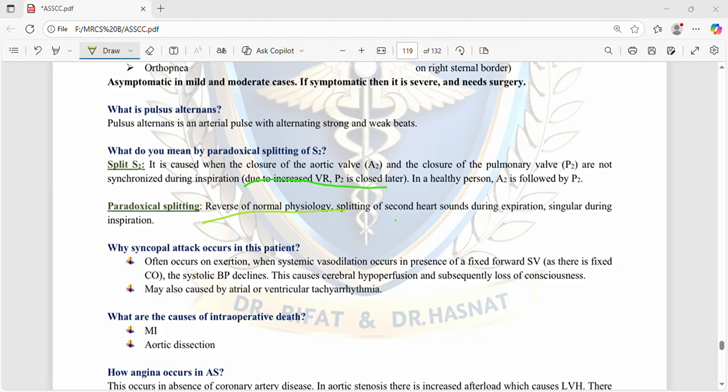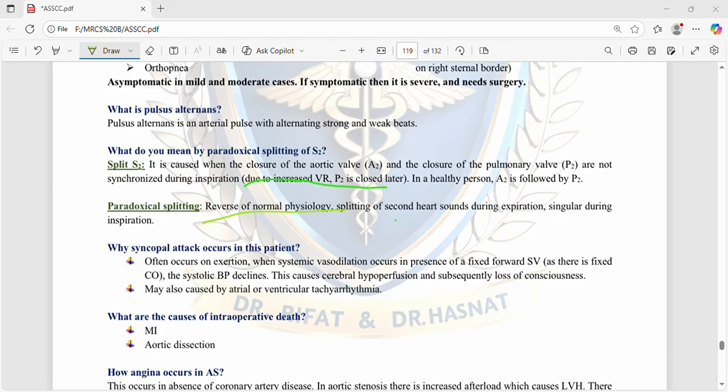If the left ventricle emptying is delayed to the extent that the closure of the aortic valve occurs after the closure of the pulmonary valve, the effect of respiration on splitting of S2 is reversed. It is more during expiration and less during inspiration. This is called reverse splitting. The causes of paradoxical or reverse splitting are left bundle branch block, hypertrophic obstructive cardiomyopathy, and severe aortic stenosis.